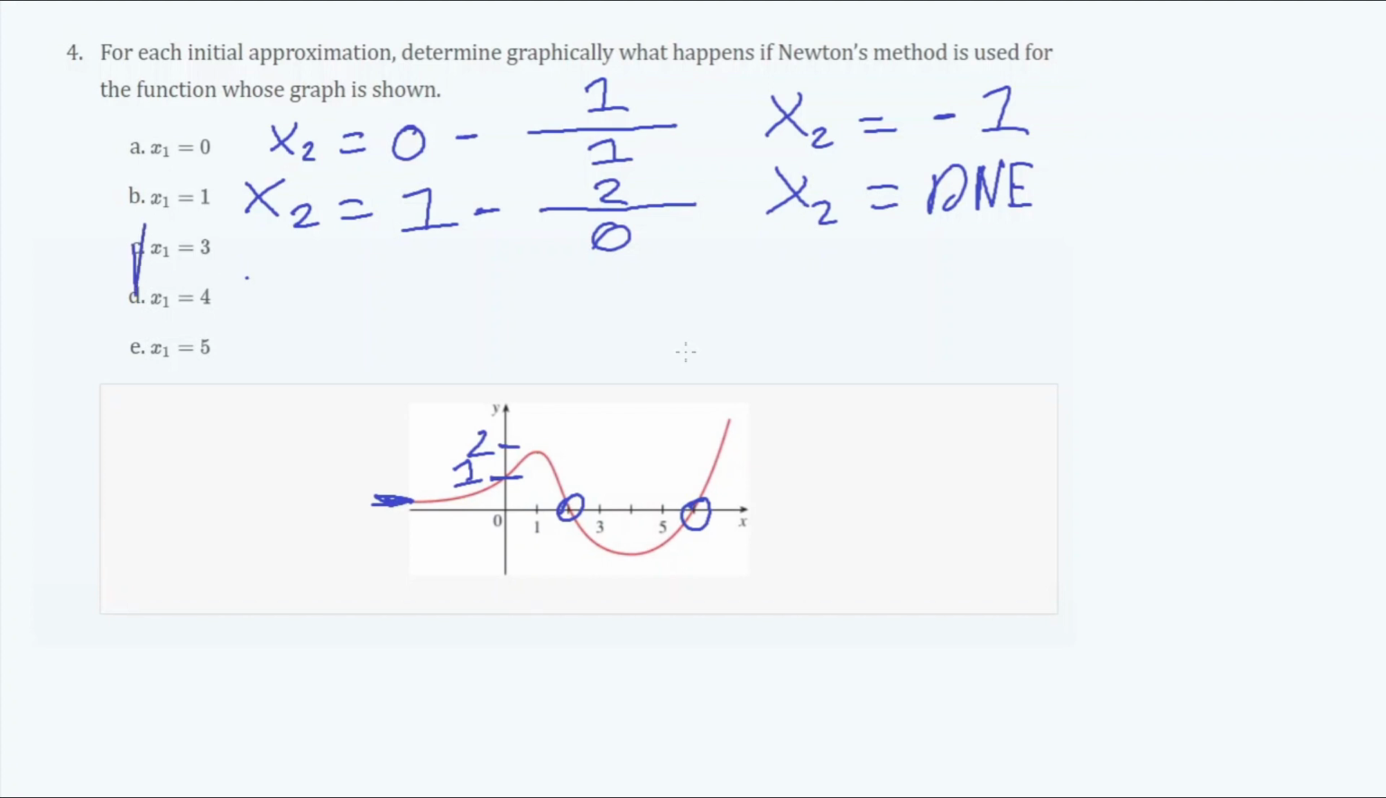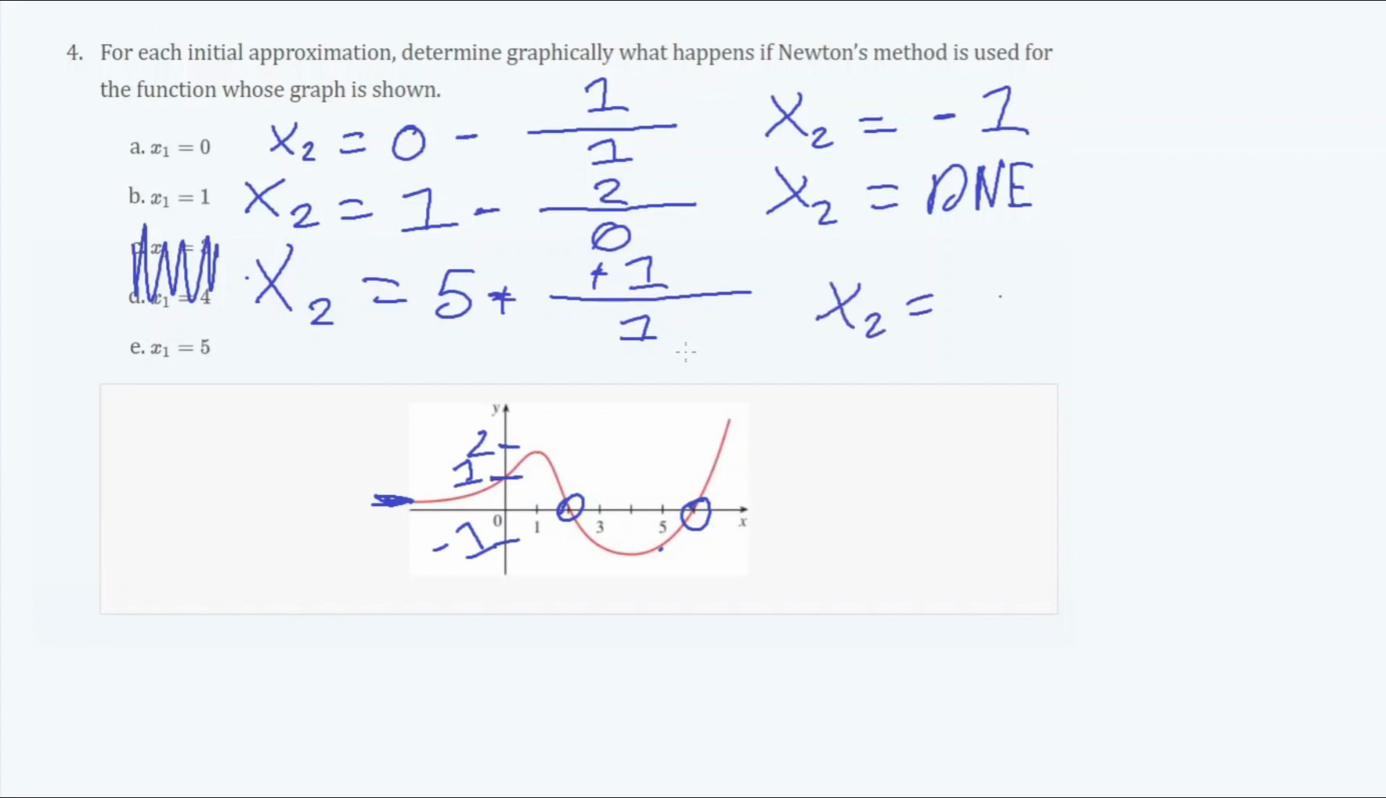And then we're actually going to skip C and D. We're going to go straight to E. So E is going to be x1 equals 5. So x2 is equal to 5 minus f of x at x equals 5. It's going to be around, we could say, -1. So let's put -1 at the top, and the slope would be around, I'd say, 1. So we would have 5 plus, because it's 2 negatives, 5 plus 1. So x2 would be 5 plus 1, which would be 6.